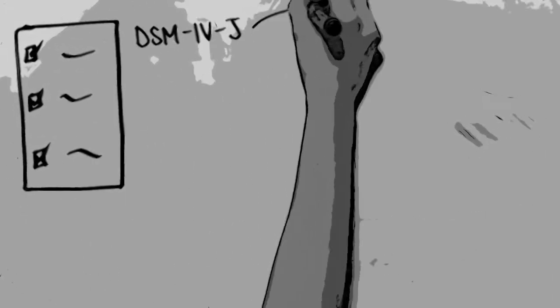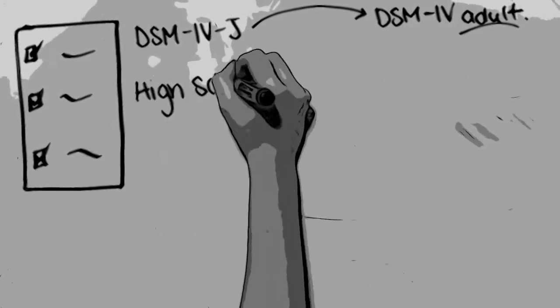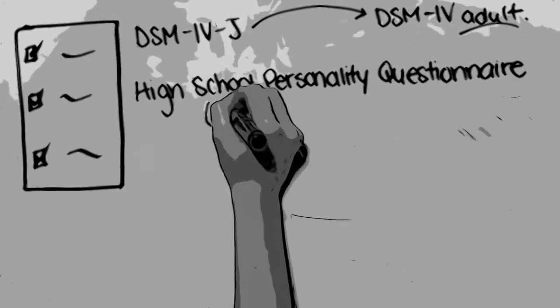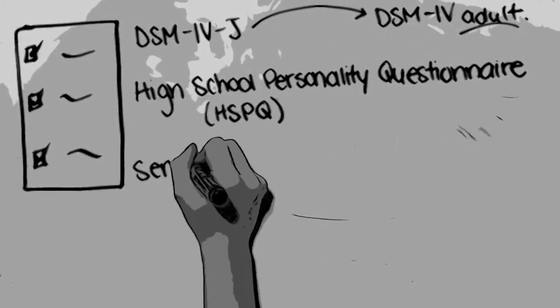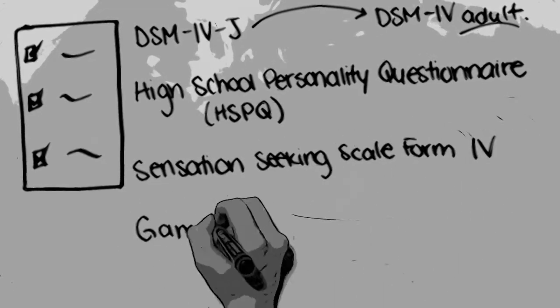They administered self-report questionnaires, such as the DSM-4J, which is a screen for adolescent pathological gambling adapted from the DSM-4's adult criteria for pathological gambling, the High School Personality Questionnaire, Sensation Seeking Scale Form 4, and Gambling Activities Questionnaire.